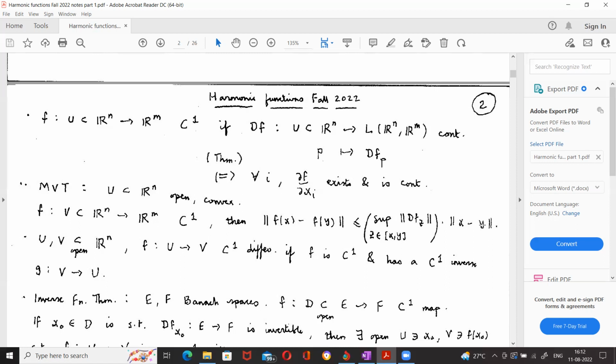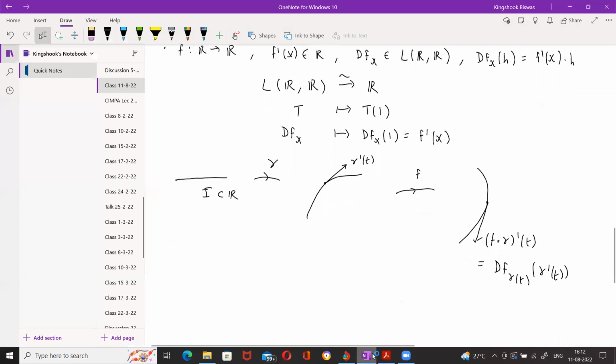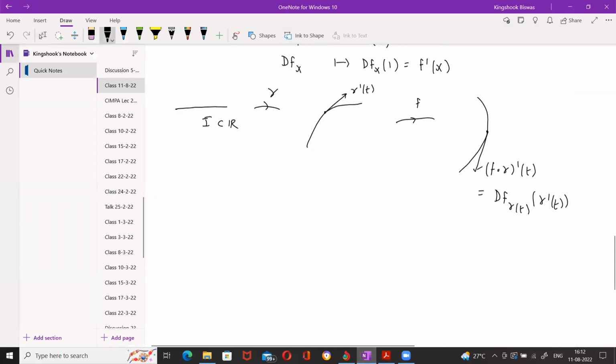So geometrically, what does this mean value theorem mean? You see this quantity here, this norm of df at z, this is the, so I have an open convex set and I'm taking two points in it, x and y, and I'm joining them by a straight line in my convex set.